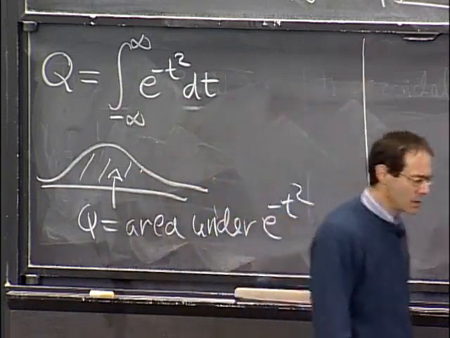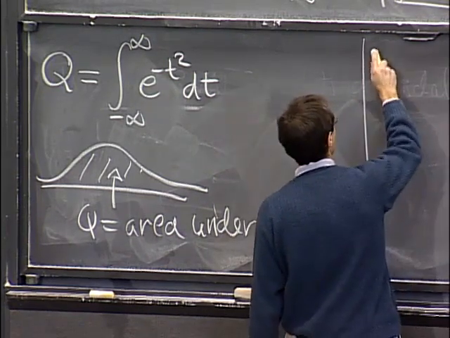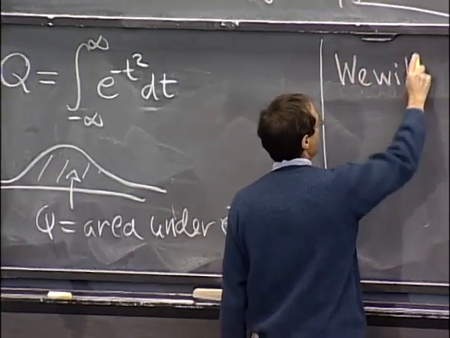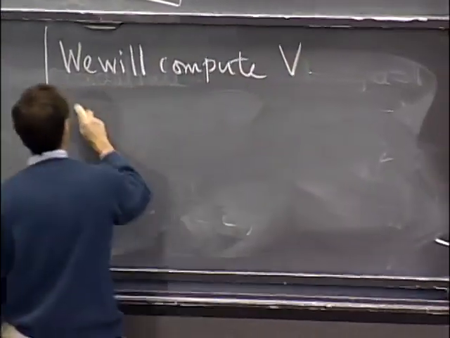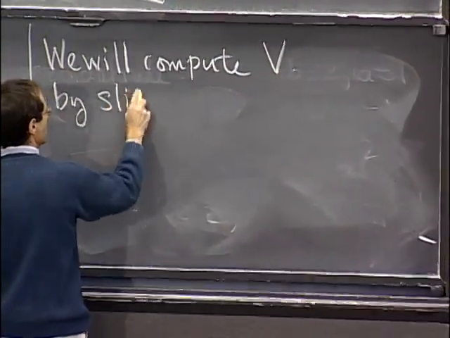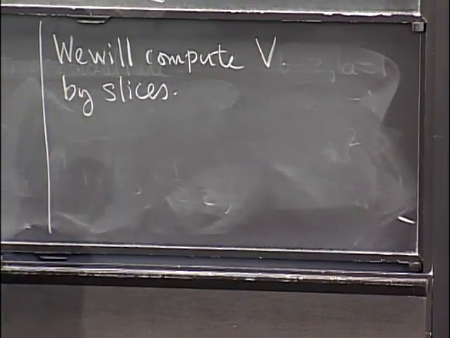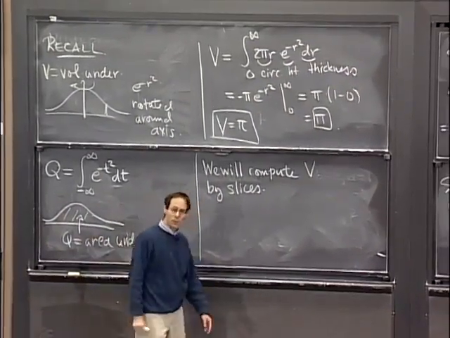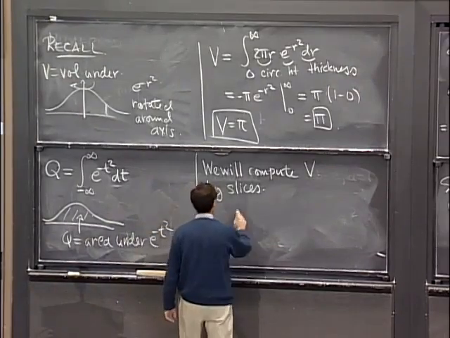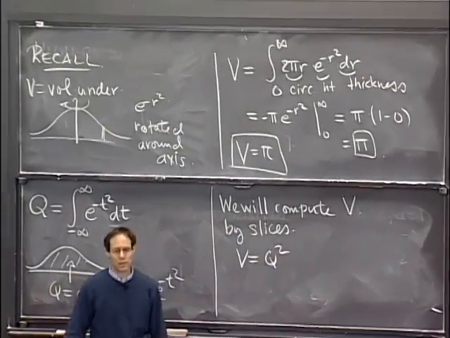Now, what's going to turn out to happen is this. This is the trick. We're going to compute V in a different way. And you'll see it laid out in just a second. We will compute V by slices. We're going to slice it like a piece of bread here. We're going to solve for that same thing here. And then, amazingly, what's going to happen is that we will discover that V is equal to Q squared. That's going to be what's going to come out.